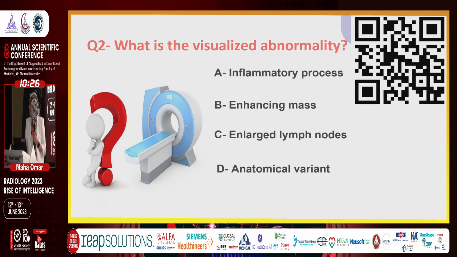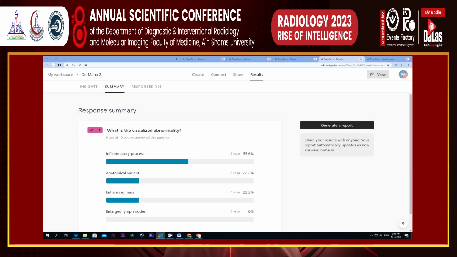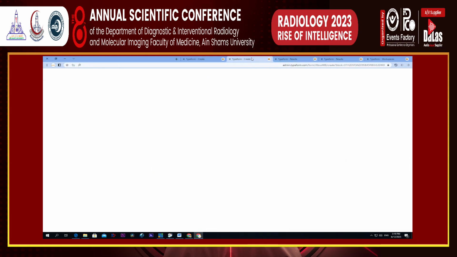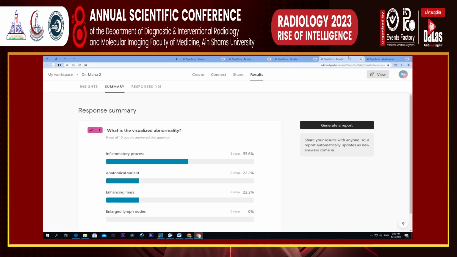Okay, would you put the answers on the screen, please? Okay, we had inflammatory process, 55.6%. Anatomical variant, 22.2%. Okay, enhancing mass, 22.2%, and no one chose enlarged lymph nodes. Okay. I will also postpone the answers till the next study.